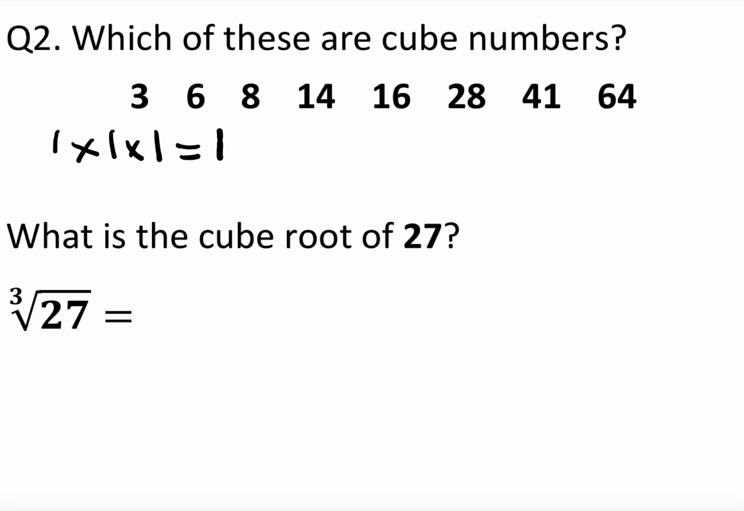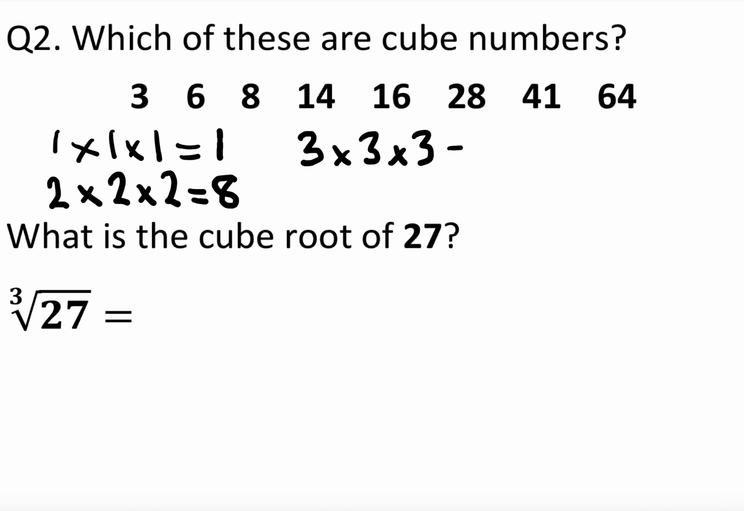What about 2? So if we go 2 times 2 times 2, what does that equal? Well, 2 times 2 is 4. 4 times 2 is 8. Right, let's do number 3. 3 times 3 times 3, what does that equal? Well, 3 times 3 is 9. And if you times 9 by 3, you get 27.